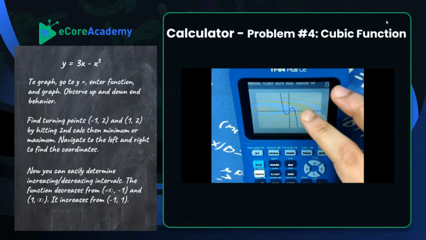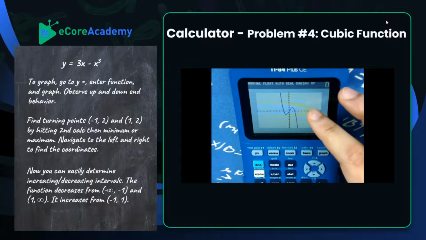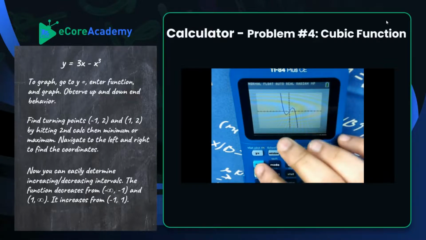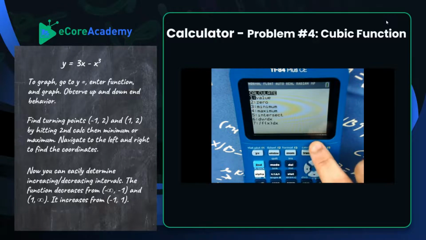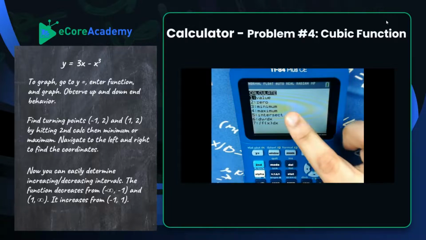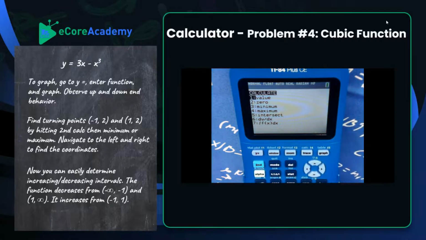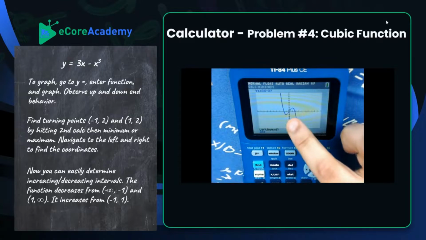It's written as -1, 2, but it's -1, -2, and 1, 2 by hitting the second calc, then minimum or maximum. I'll show you what I mean. So second, then we hit the trace button with calc above it, and let's first hit minimum. So if I hit 3, I'll get minimum, and you'll see that it's flashing here. It's similar to how we found the vertex of a parabola.